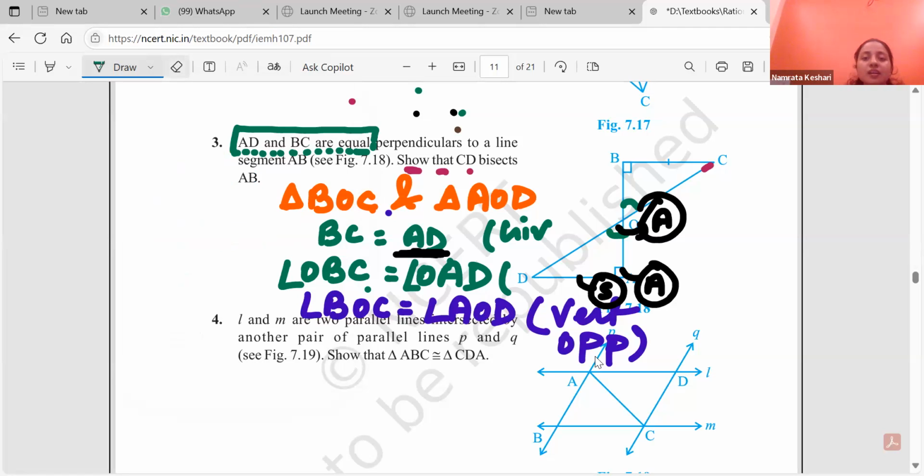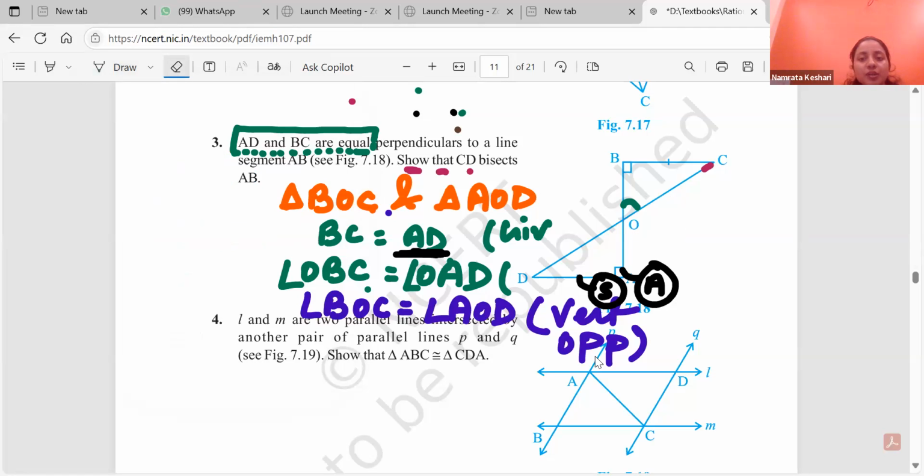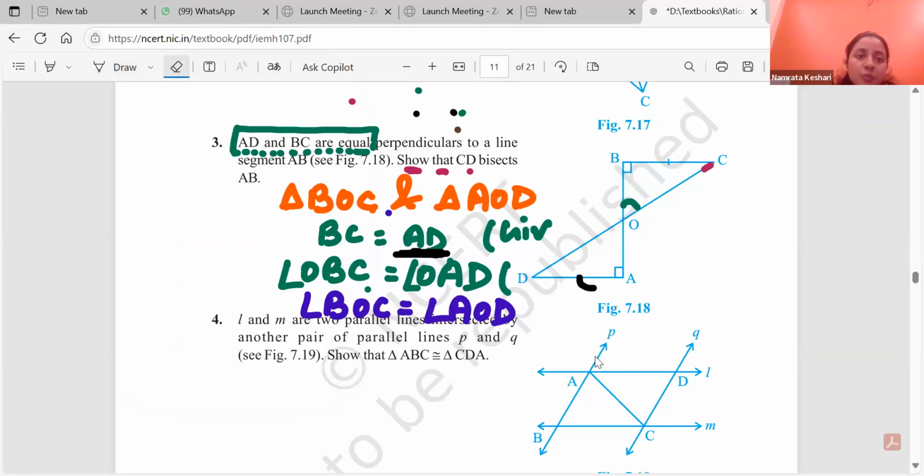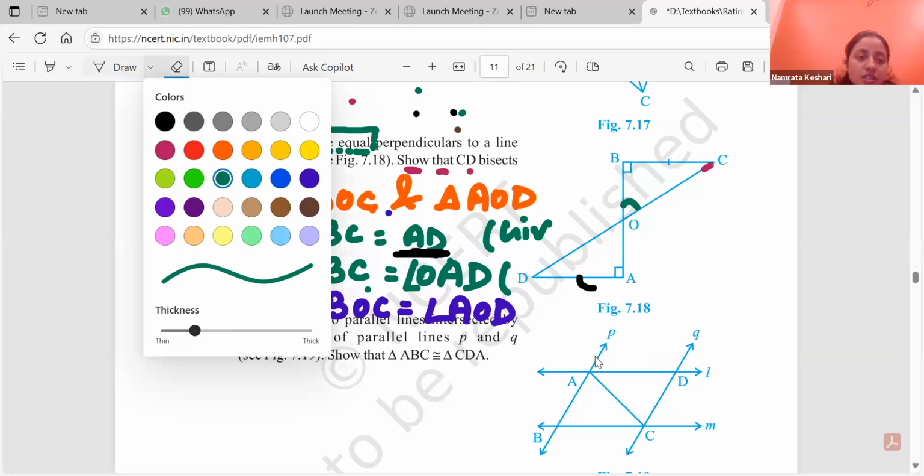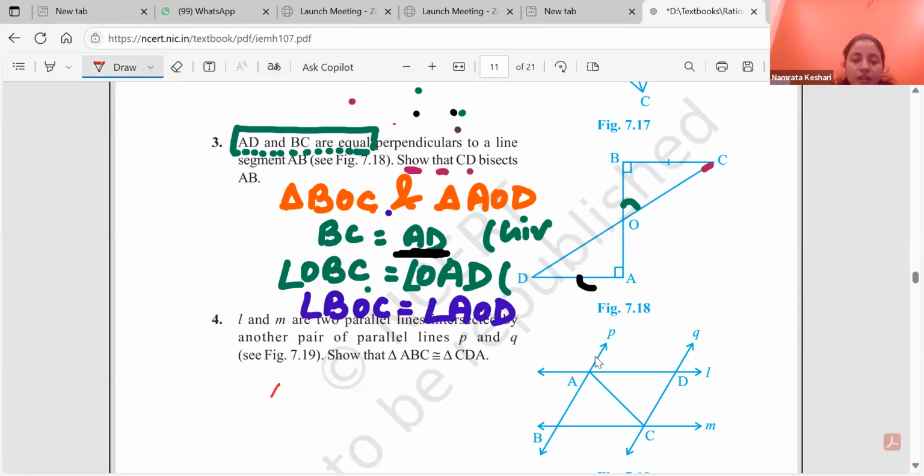Which two triangles? Now we need to write the name properly. Criteria we identified, we need to write the name properly. This is how in a systematic manner you will be solving any question from here. You will be writing triangle. The first triangle name I am writing randomly, just BOC is congruent with. Now I will be specific with the name.